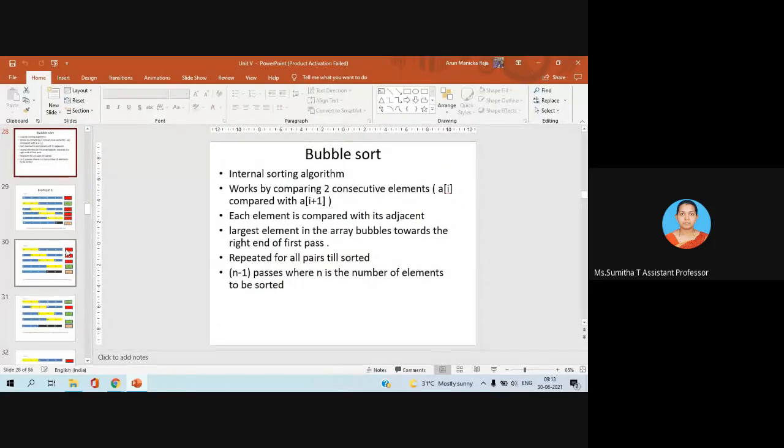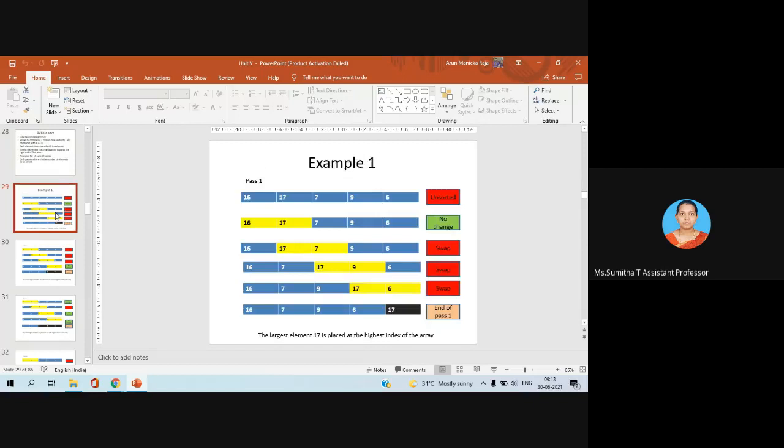We take one element and compare it with the next element. Yes, swapping adjacent. Very good, Abhishek. Taking the first element and comparing it with the next element, like that we are moving, comparing an element with the adjacent element. If it is greater, swap the elements. Very good, Mega.